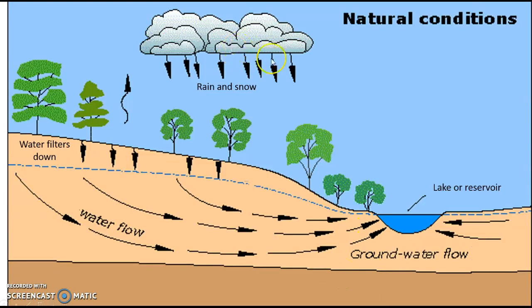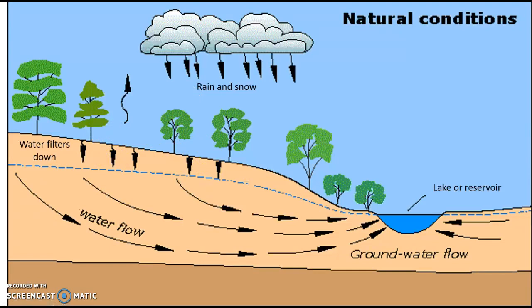So, in this infographic, you can see these are the natural conditions. You can see rain and snow, and what happens when rain and snow falls in a forest. Most of our drinking water comes from the rain.